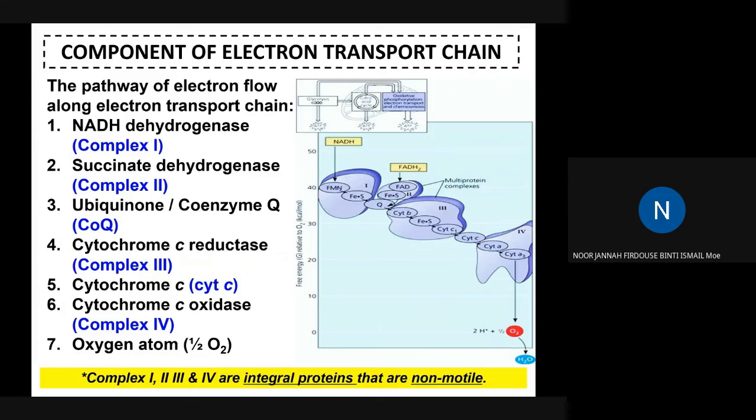So you have to memorize the components of electron transport chain. The complex number 1 is NADH dehydrogenase. Number 2, succinate dehydrogenase. Number 3, ubiquinone or coenzyme Q. This is not a complex, tapi dia part of the electron transport chain, sebab dia mobile carrier. Ubiquinone adalah mobile carrier. Kompleks yang ketiga ialah Cytochrome C Reductase, kemudian mobile carrier Cytochrome C. Kompleks keempat Cytochrome C Oxidase. And then the last electron acceptor is the oxygen atom.